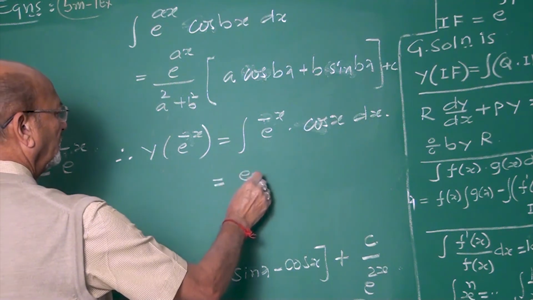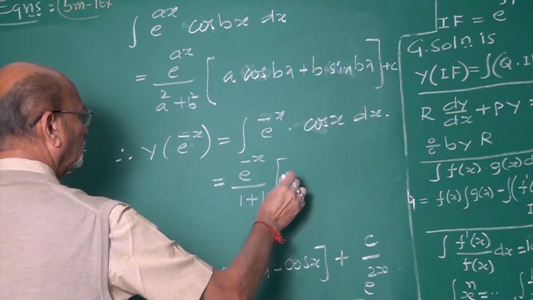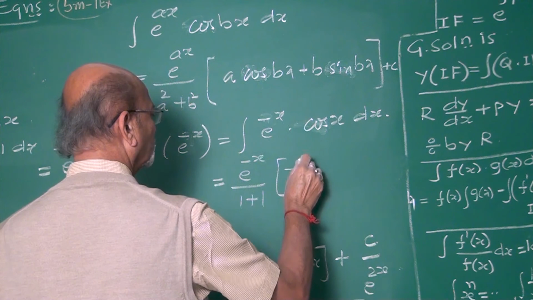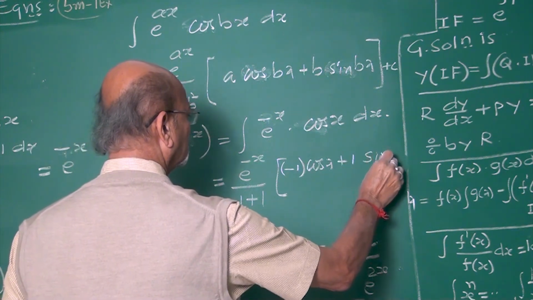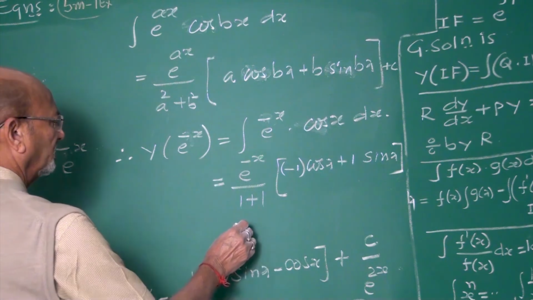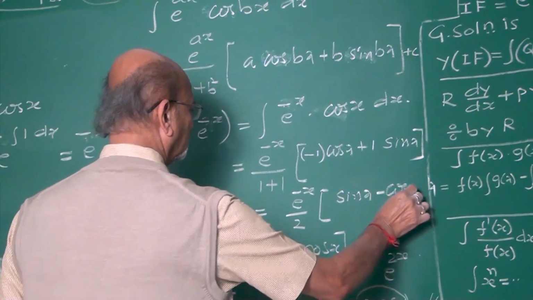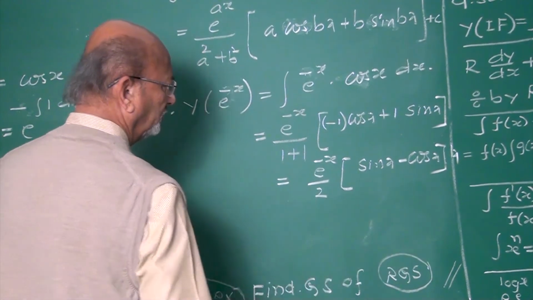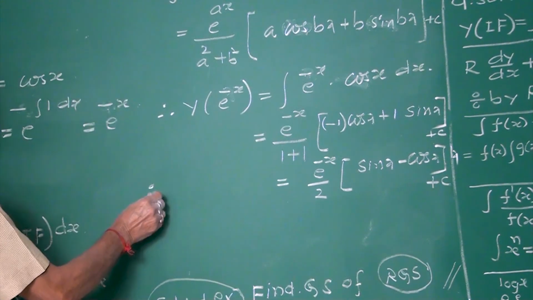Yes, e to the power minus x upon a square, minus 1 whole square, plus b square, 1 square, into a, which is minus 1, into cos x, plus b, which is 1, into sin x. Hope understood. A is minus, so it is e to the power minus x upon 2 into sin x minus cos x, plus c. Divide by e to the power minus x.